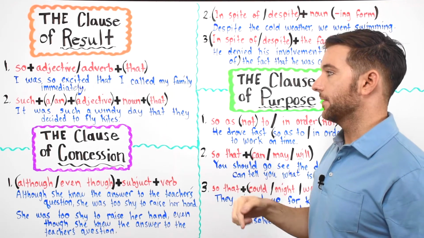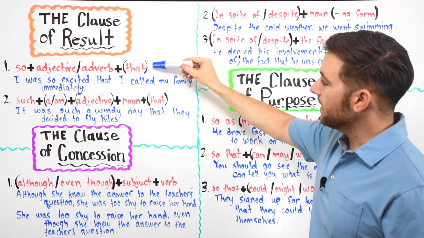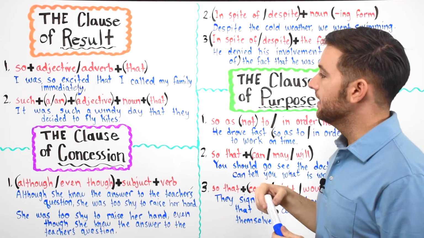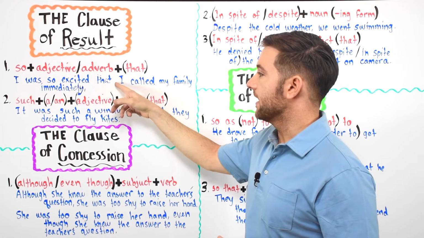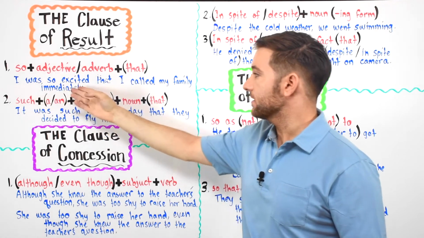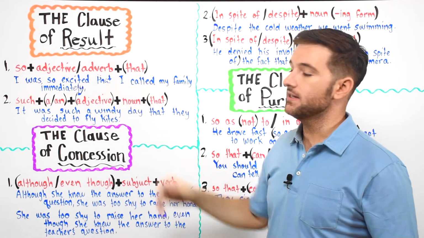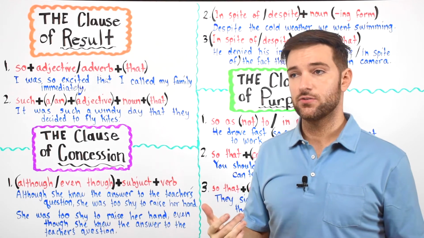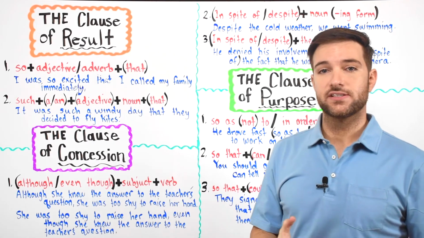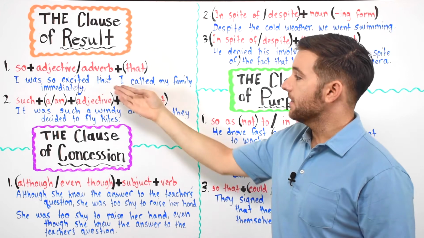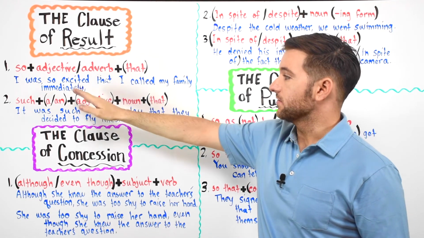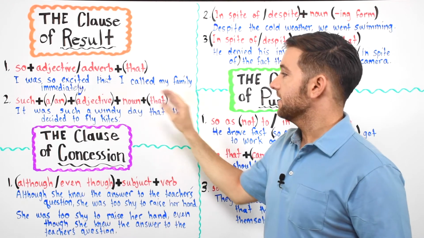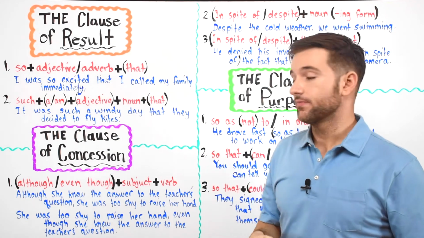Right now. Now, notice that we have the word here, that. That's because we use it here, but oftentimes you don't have to use that. So you could say, I was so excited I called my family immediately when you're talking to people in a more informal setting. Because oftentimes English speakers, we take away that in our sentence. I was so excited that I called my family immediately.